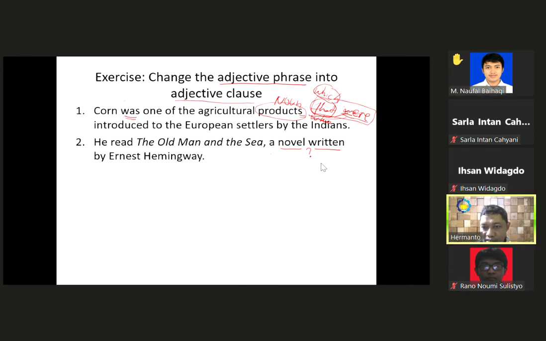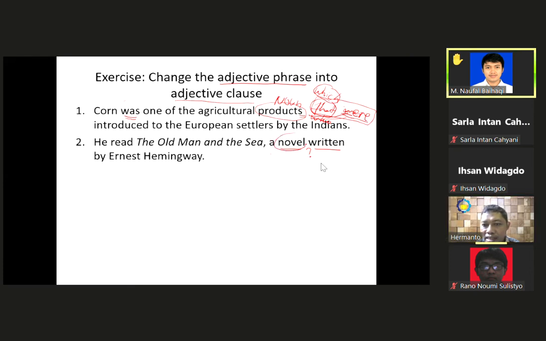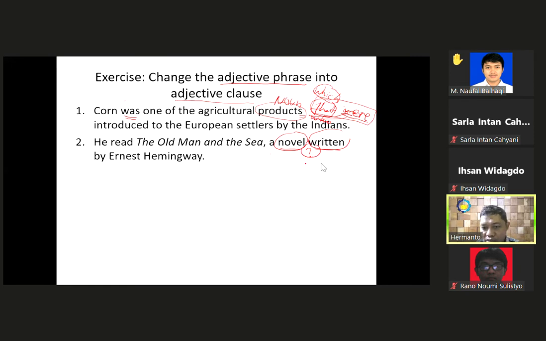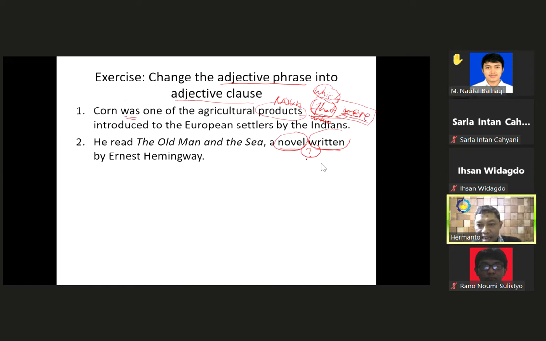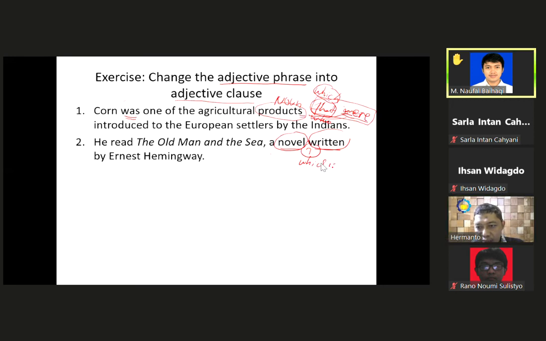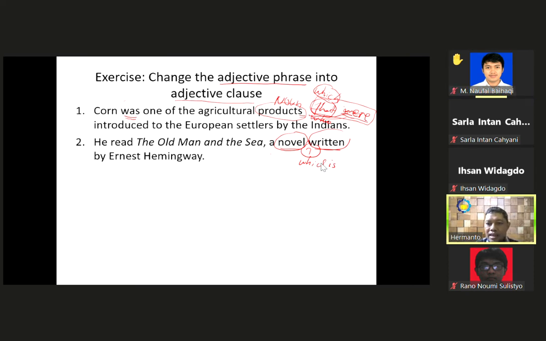Okay, before you get the answer, the first thing you think is noun written. So there must be something missing here. Yes, that's what you are thinking, right? So what is the missing part? You say which to be is. Which is. Thank you, Naufal. Okay, everyone. That is the answer from Naufal, which is written by Ernest Hemingway.